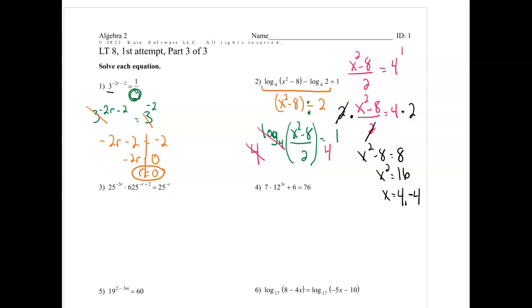Now, since this problem presents as a log, I do need to check for extraneous solutions. So I'm going to take 4 and I'm going to put it in this argument here because the second log does not have any x's for me to substitute into. So if I take the 4 and I square it and then subtract 8, I'll be taking 16 minus 8, which leaves me, or my argument, as a positive number, which is what I want. Now, if I put negative 4 in there instead, well, negative 4 squared is still this 16, and so I'll still have 16 take away 8. So both answers work here, nothing is extraneous.